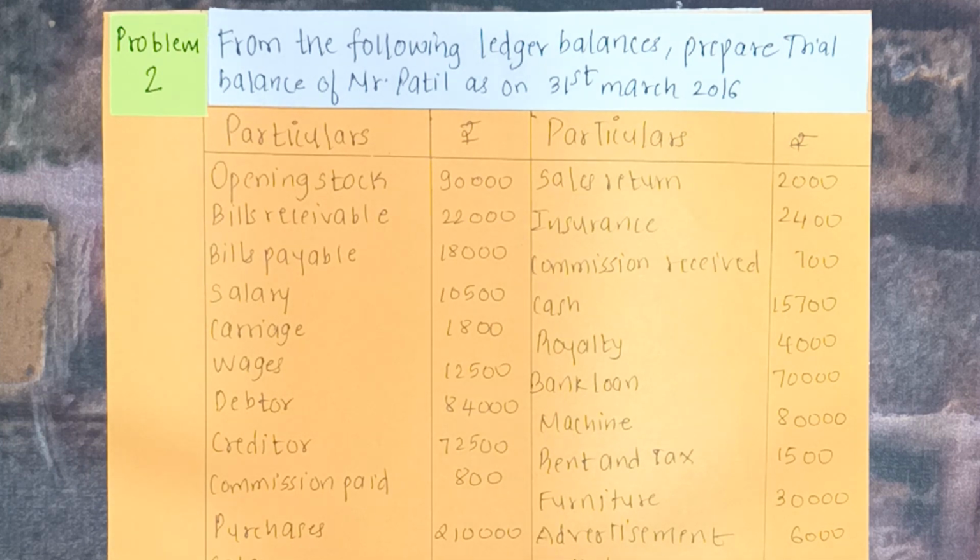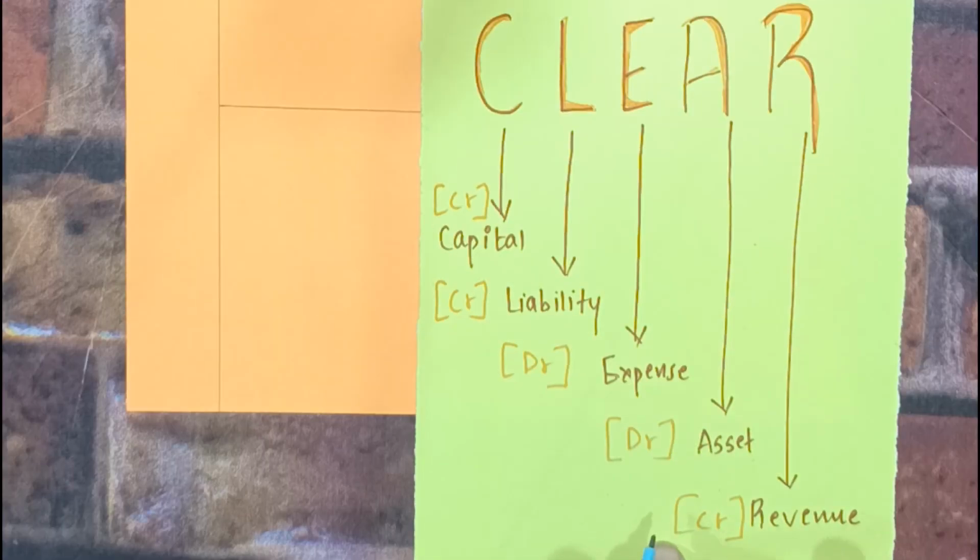As I told you all, in the previous problem we started by first identifying on which side the particular account would go. So let's start with the same procedure. For that you should have knowledge of the word CLEAR, that is, expenses and assets on the debit side and the remaining on the credit side.